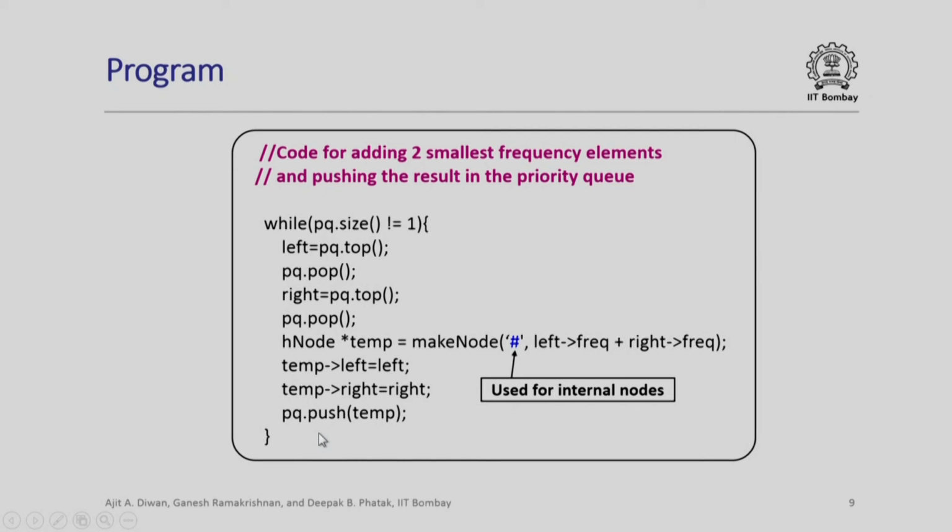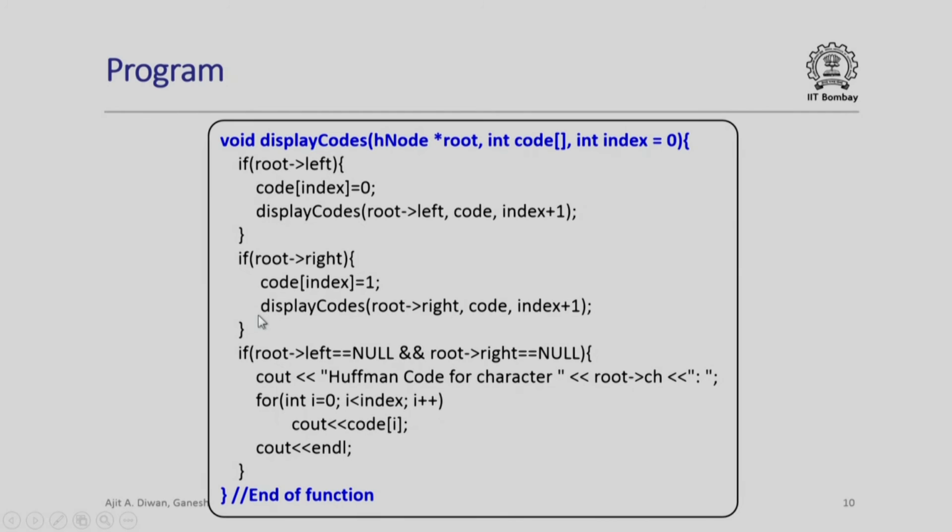We took out two elements from the priority queue. We calculated the sum of their frequencies. We created a new node and pushed it on top of this by appropriately setting the left and right pointers. Please note that when we use the push, this will be pushed at the right place. Here is the display program, which is again simple.